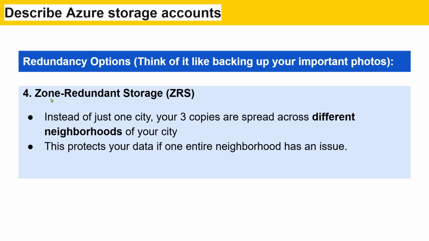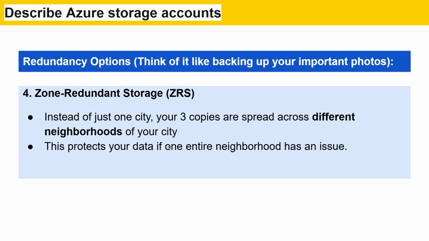The fourth option is zone redundant storage, ZRS. Instead of just one city, your 3 copies are spread across different neighborhoods of your city. So instead of keeping data in one data center, let's say I have 3 zones in my city, it becomes a region, right? So in a region, I have 3 different places in the city. One in Electronic City in Bangalore, one in Whitefield, the other one in Hebbal, for example. So now 3 copies are spread across different neighborhoods of my city.